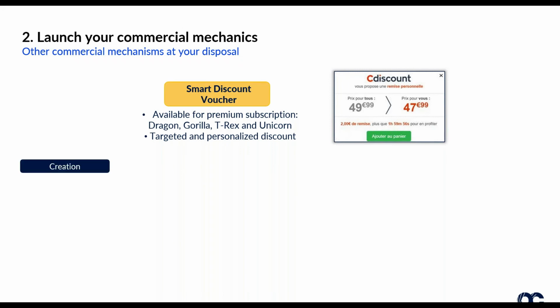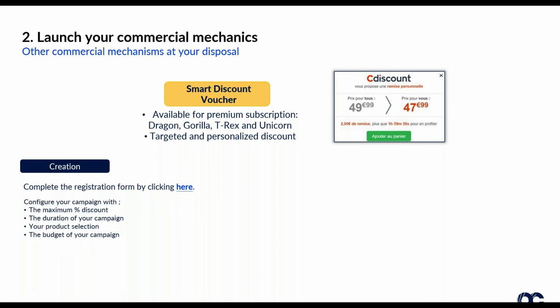To create a Smart Discount Voucher, you need to fill in the registration form available directly by clicking on the link presented here. And then you will have to configure your campaign. You have to add the maximum percentage discount, the duration of your campaign, the products you have selected, and the budget of your campaign. These mechanics will be effective on your product within 7 days, so don't wait to set up this promotion. You will also then receive a detailed weekly report for each campaign you launch.